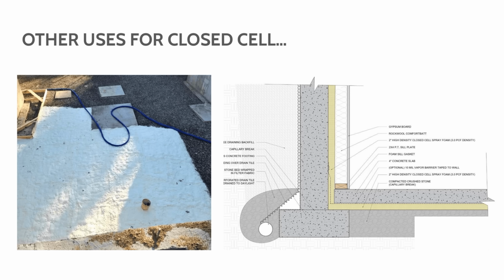As closed cell is very dense and hydrophobic, you can spray it right onto the drainage rock, making it really useful for insulating basements and basement slabs, because you can essentially have one continuous layer from below the slab to the vertical surface of the foundation walls.